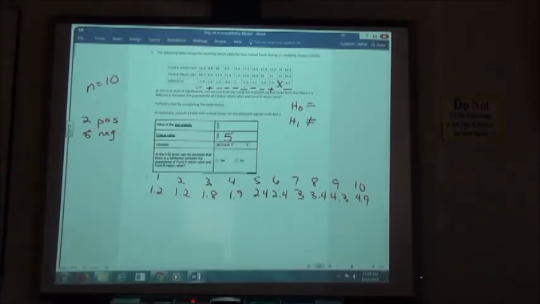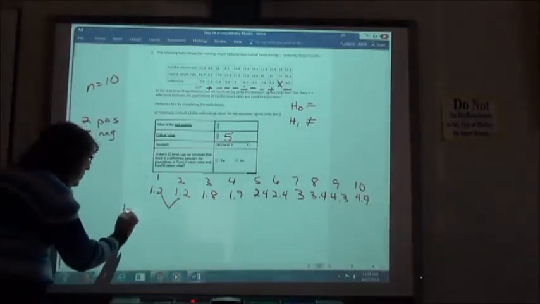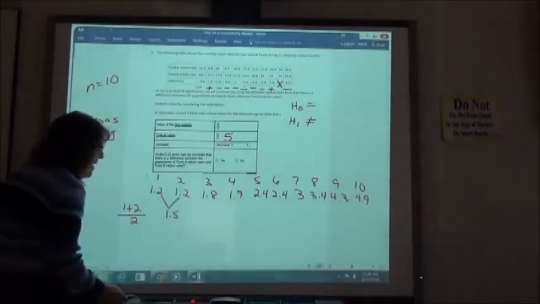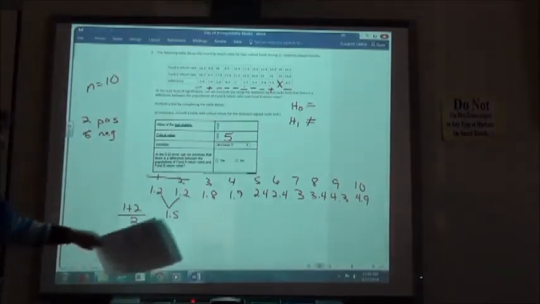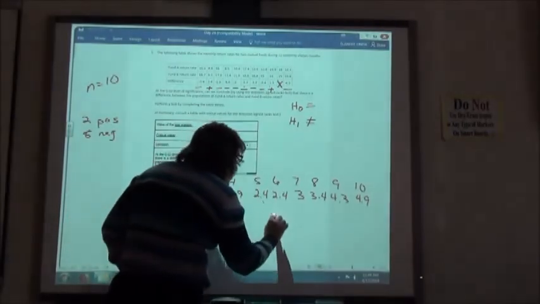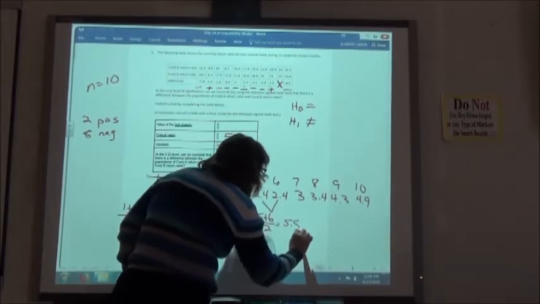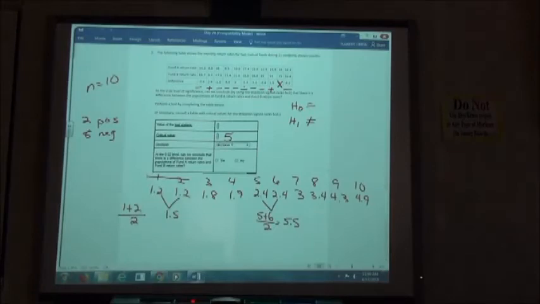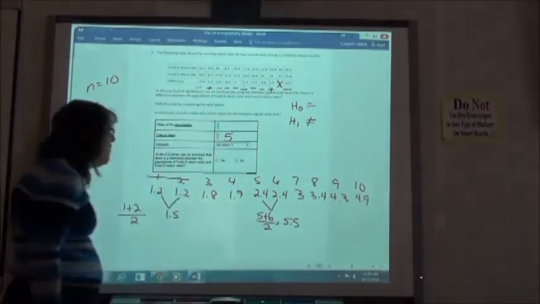If any numbers repeat, we have to average. So in this case, these two repeat. 1 plus 2 divided by 2 gives us 1.5. Each of these is going to have a value of 1.5 instead of giving one a 1 and one a 2. And then right here, our numbers repeat. So 5 plus 6 divided by 2 is 5.5. Each of those numbers would have a value of 5.5. The rest are all different, so we don't have to worry about averaging their values.